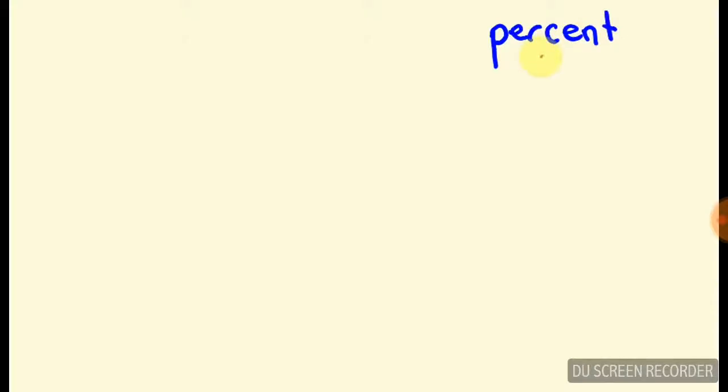Percent has two parts to it. It has this part here, the per, and then we have cent. Now, per means out of. Just something out of something else. And this cent here, well, cent means 100. There's 100 cents in a dollar, or there's 100 years in a century. Most of you will know what a cent is. So it's a really easy thing to remember.